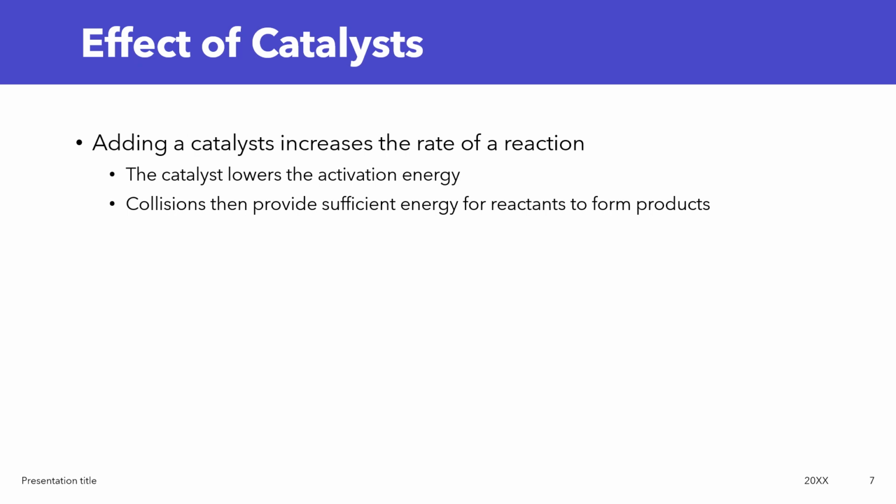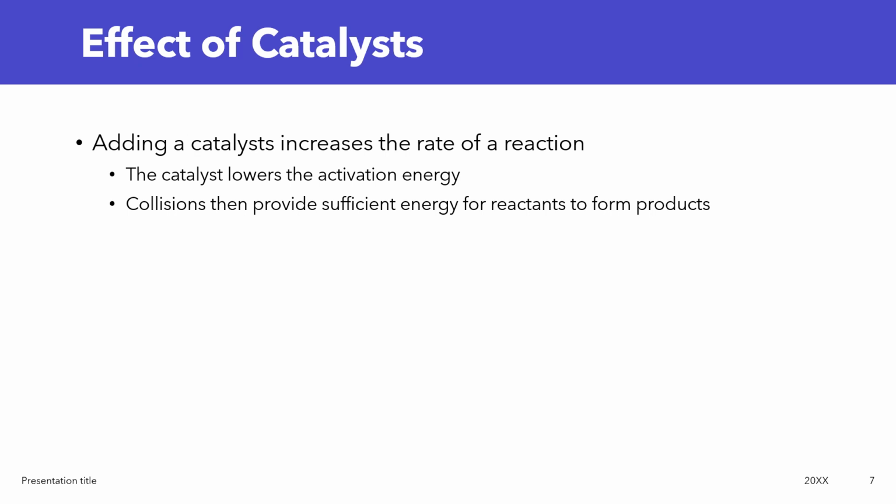Lastly, let's talk about the effect of adding a catalyst. So previously we talked about the activation energy, which is the minimum energy required to break the bonds of the reactants. Now, let's picture this, right? Let's say that a collision provides less than the activation energy. So we know that if the collision provides less than the activation energy, then the reaction does not occur.